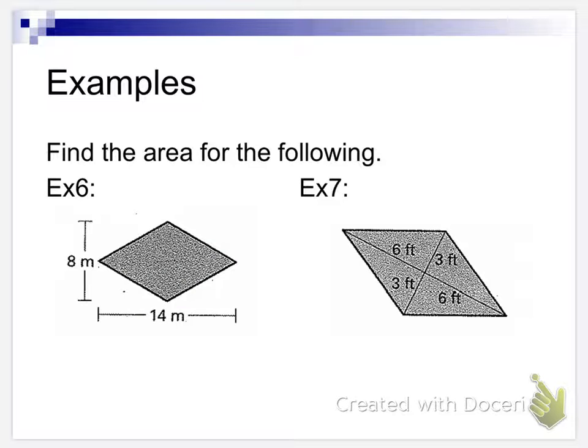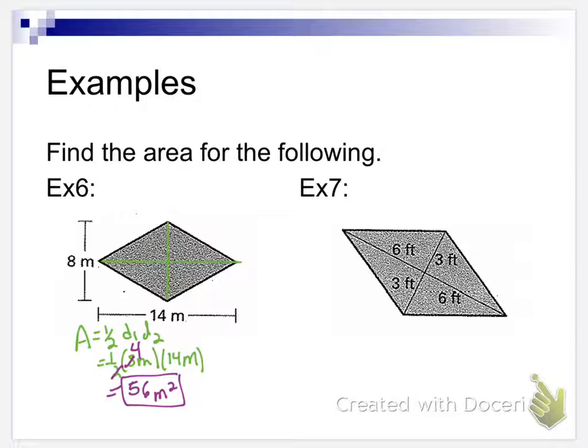Okay, using the fact that our formula is area equals 1/2 D1 times D2. We see that these are the lengths here, that 14 represents this length, and then this one would be that 8. They just did not represent them inside of the rhombus. So we can substitute those in. Equals 1/2 times 8 meters times 14 meters. We see 1/2 of 8 is 4. So you have 4 times 14. 4 times 14 gives me 56 meters squared.